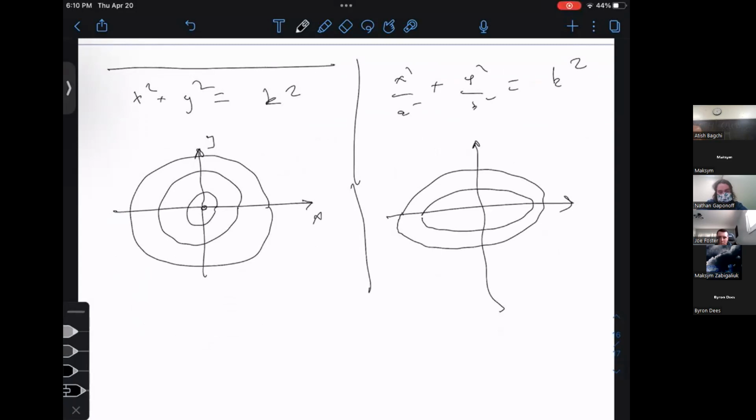Yes, it could be oriented differently also, depending on which one is larger, a or b. I just assume that a is larger. There's no reason to assume that. Okay. So this is trivial because you can ask the computer to tell you what curve they are. You should know, of course.